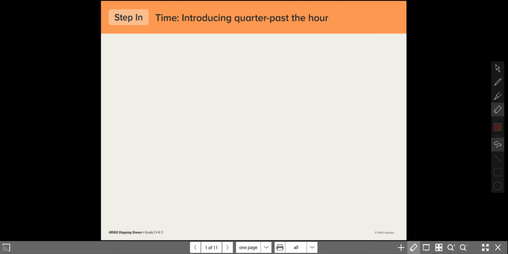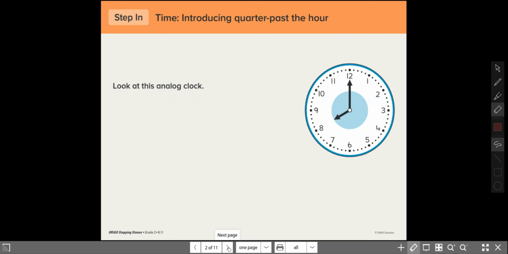Good morning. Today we're going to be working on time to quarter past the hour. So we're going to learn what that means today. Let's get started. Look at this analog clock. An analog clock is a clock that is shown in a circle and it's got numbers all around it.